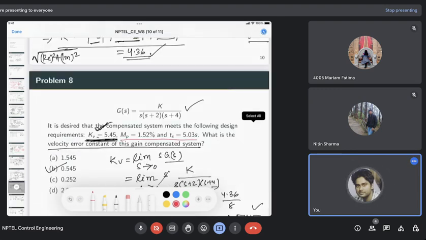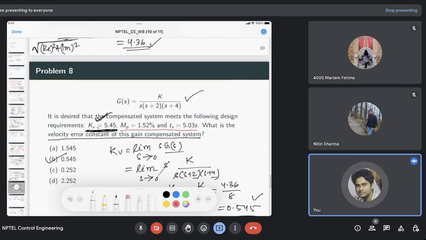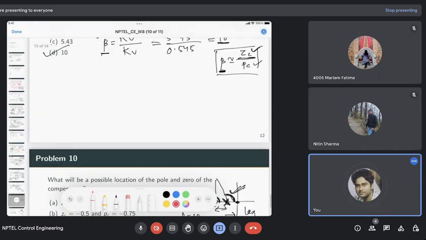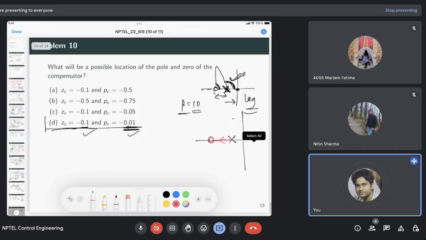You already fixed your transient specification. Now you are just adding a lag compensator. So this lag compensator should not contribute a very large angle, otherwise your root locus will shift and your transient specification will not be met. That's why you need them to be very close to each other, still providing this ratio, that is, the ratio should be high. Okay, so this is how you design this lag compensator.